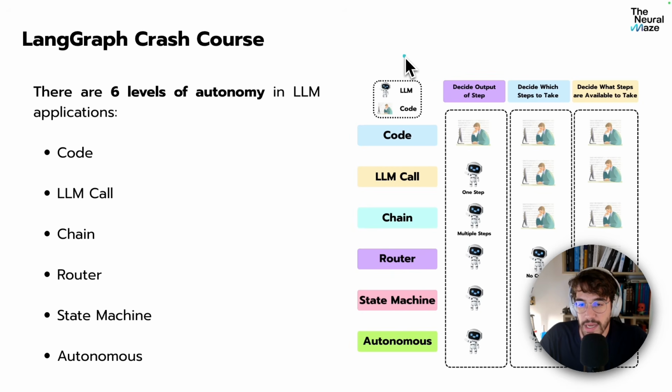So now that we understand what an agent is, it is time to start my crash course on LangGraph, which is the first step or the first building block of today's workshop. But before I begin with LangGraph, let me give you a quick glimpse of the 6 levels of autonomy as defined by Harrison Chase, the CEO of LangGraph, because I think it's really, really interesting. So according to Harrison Chase, there are 6 levels of autonomy in LLM applications. We have the code level, the LLM call level, the chain, router, state machine, and autonomous.